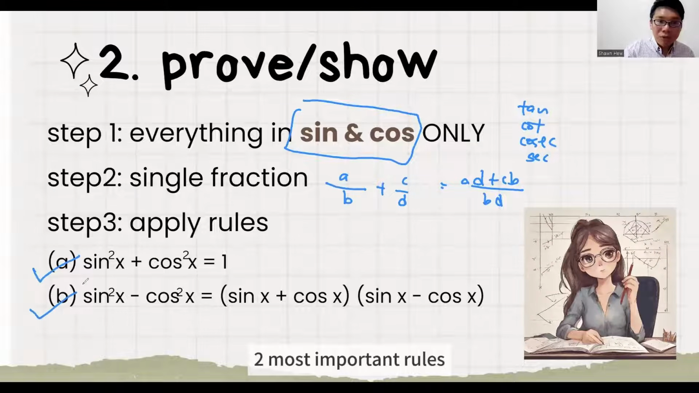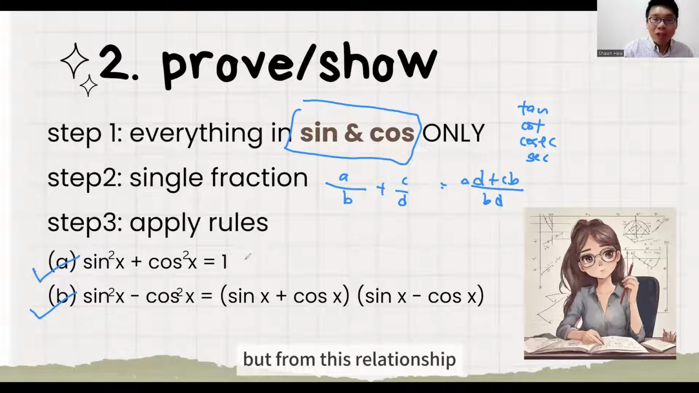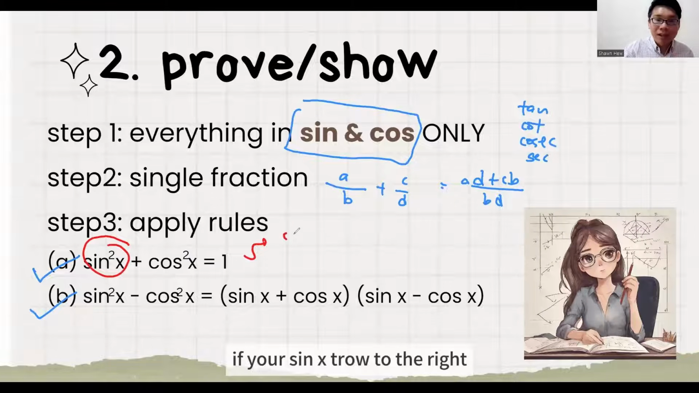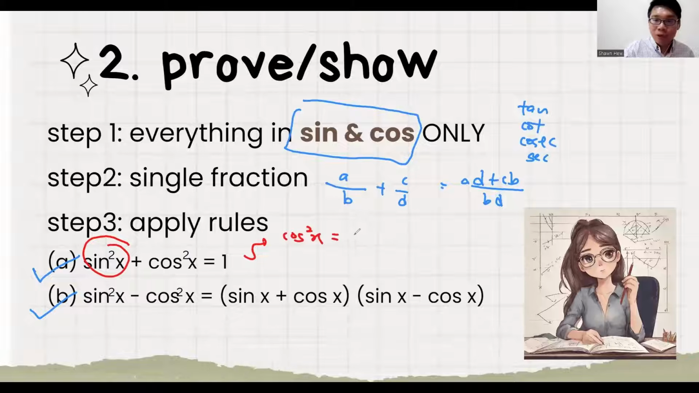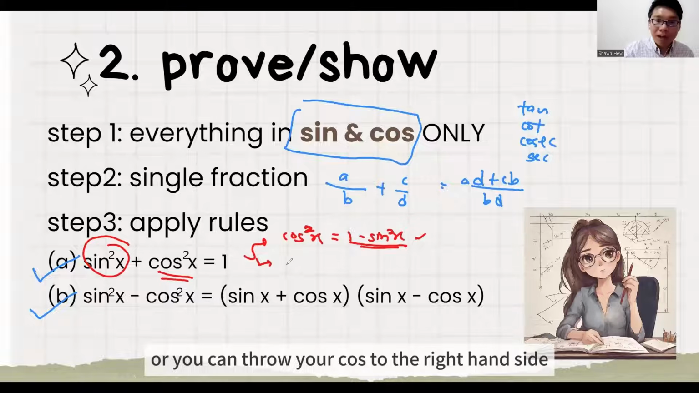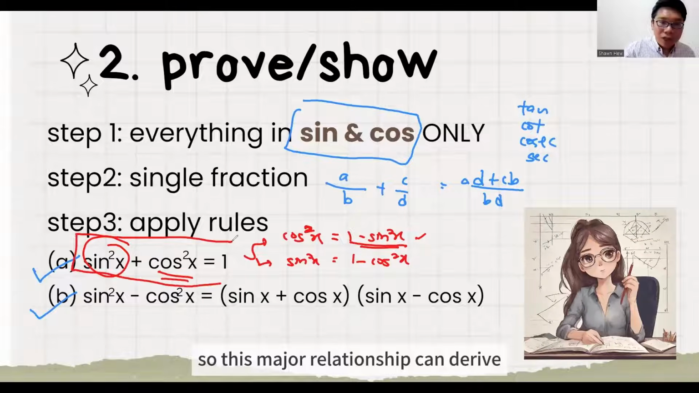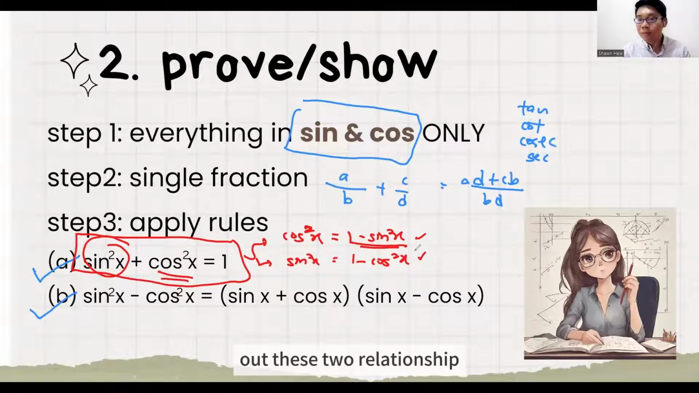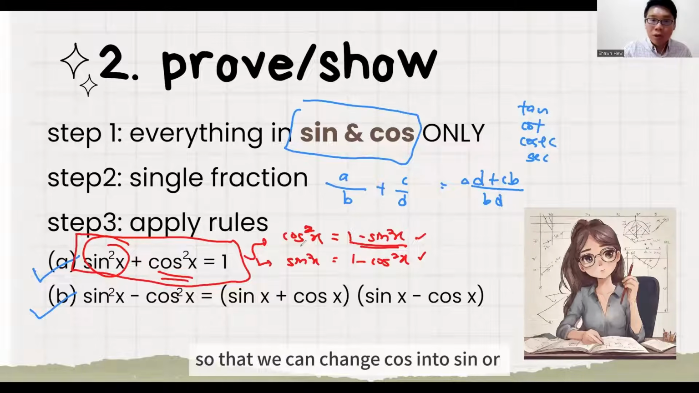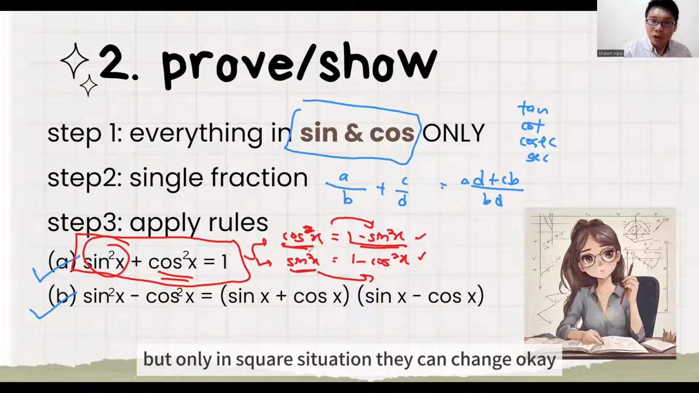The 2 most important rules are: sine squared plus cos squared equals 1. Second relationship is sine squared minus cos squared equals sine plus cos, sine minus cos. These are the 2 things that we use. From this relationship, if you move sine squared x to the right, the left-hand side remains cos squared x equals 1 minus sine squared x, you will see this. Or you can move cos squared to the right-hand side, so sine squared remains on the left. So this major relationship can derive these 2 relationships. These 2 relationships are important so that we can change cos into sine or sine into cos, but only in square situations can they change.